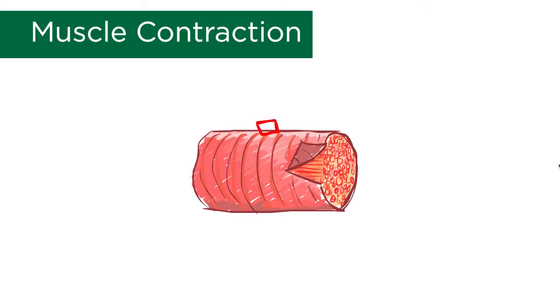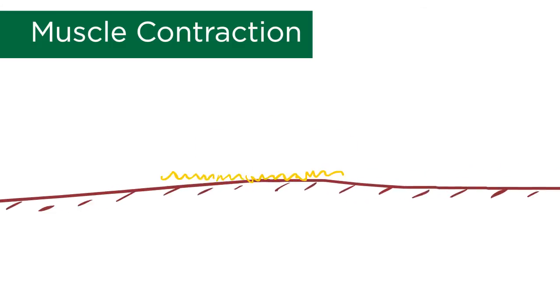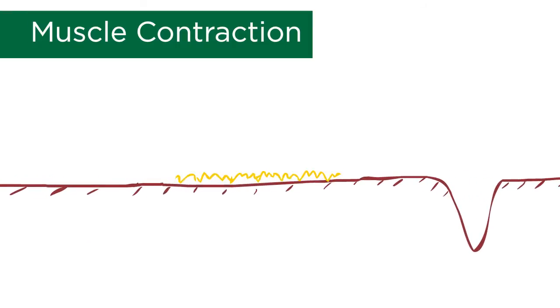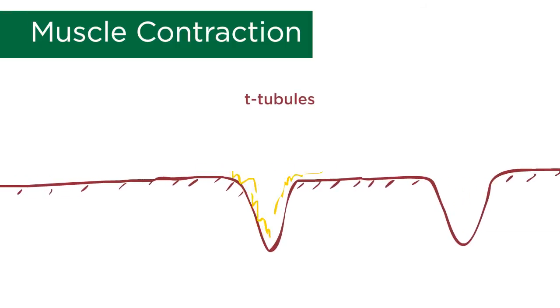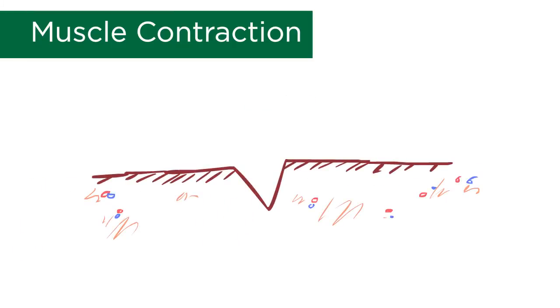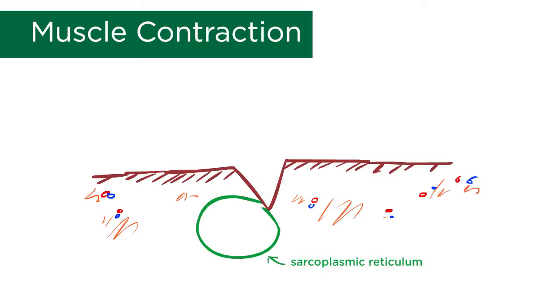As the action potential runs down the length of the cell membrane, also known as the sarcolemma, it comes into contact with small valleys that are found within the sarcolemma, and these are called T-tubules. Essentially, these T-tubules invaginate into the cell, allowing for the action potential to come in contact with what's called the sarcoplasmic reticulum. The sarcoplasmic reticulum is a storage area for calcium.